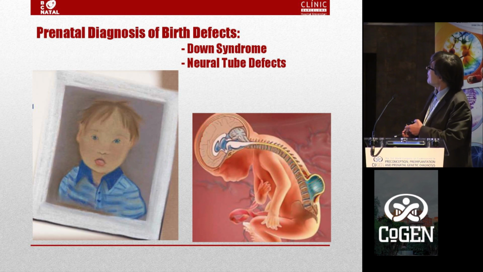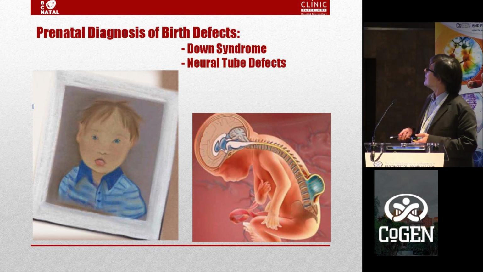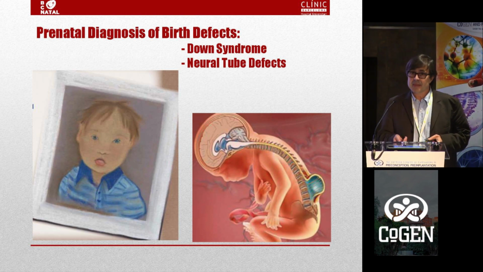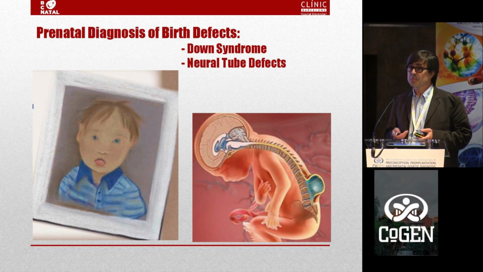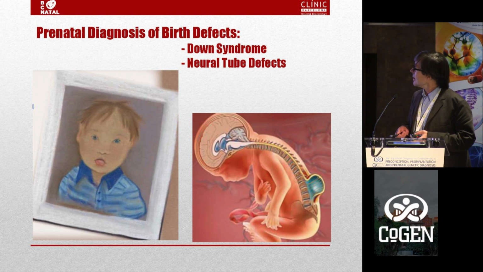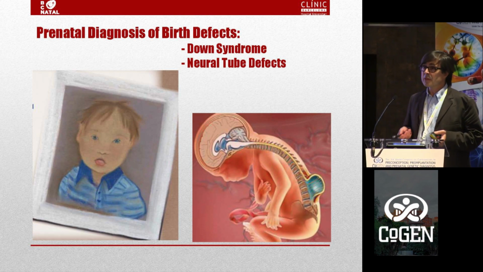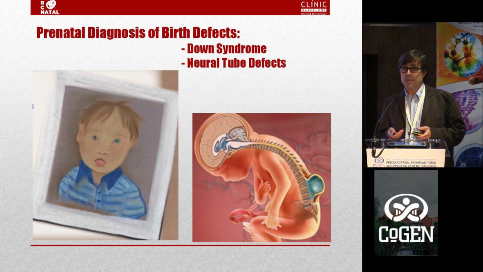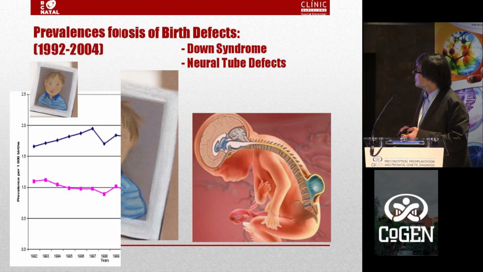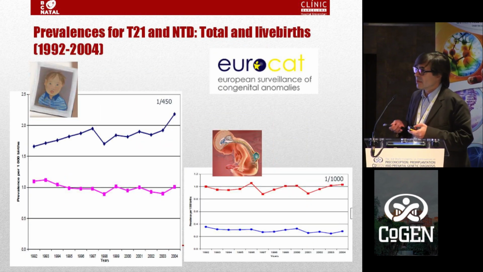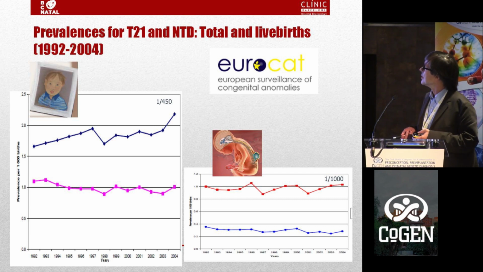Peter, you showed this morning that prenatal diagnosis of birth defects started with Down syndrome, because it was maybe the most important cause of intellectual disability, and with neural tube defects, because they were probably the most important structural anomaly in the Anglo-Saxon population, or in the Western population at that time.